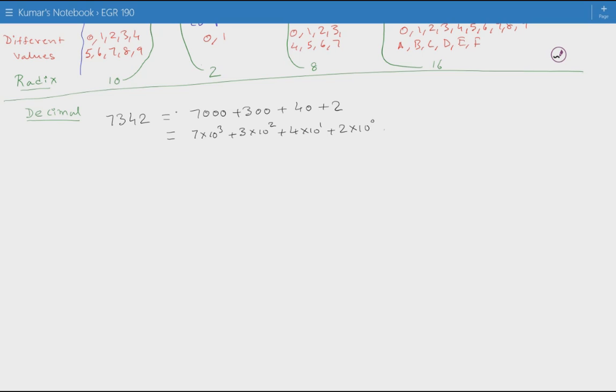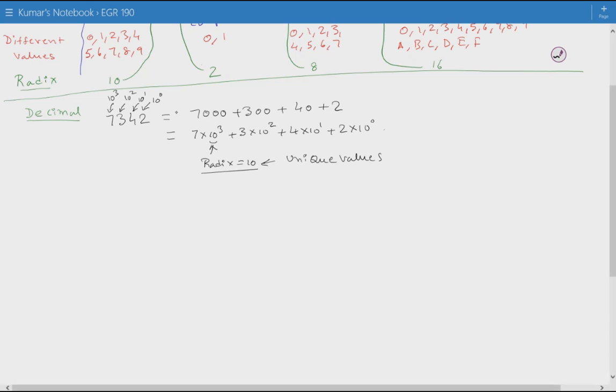So in other words, we are saying the lowest digit has a power of 10 to the 0, this has a power of 10 to the 1, this has a power of 10 to the 2, this has a power of 10 to the 3. And as you see, this 10 is nothing but the radix. We multiplied by 10, which is the same as our radix. And as I said, this radix represents the number of unique values in a number system.